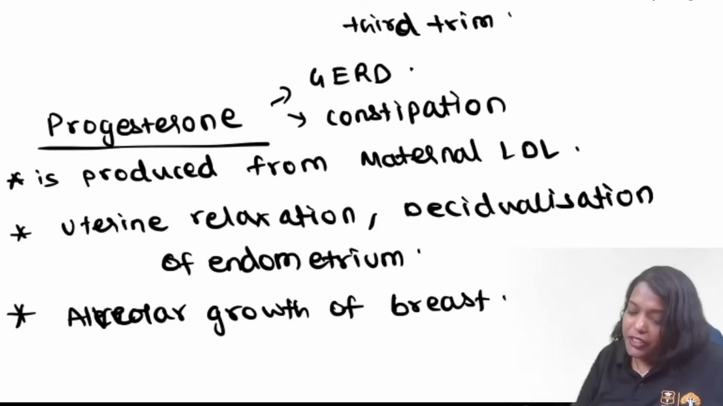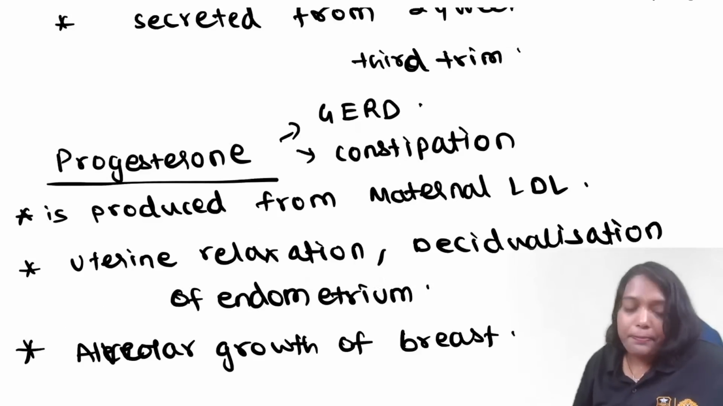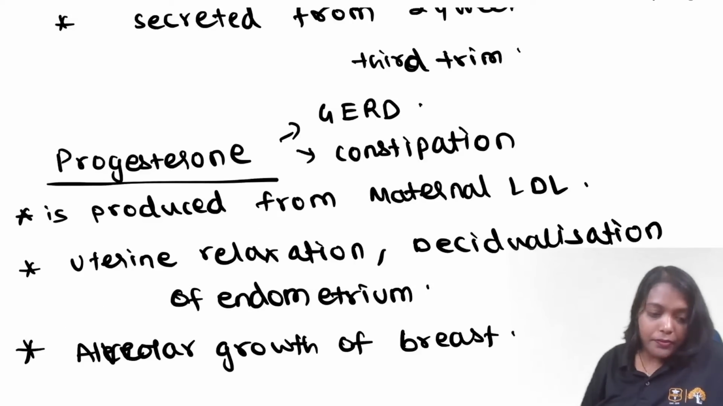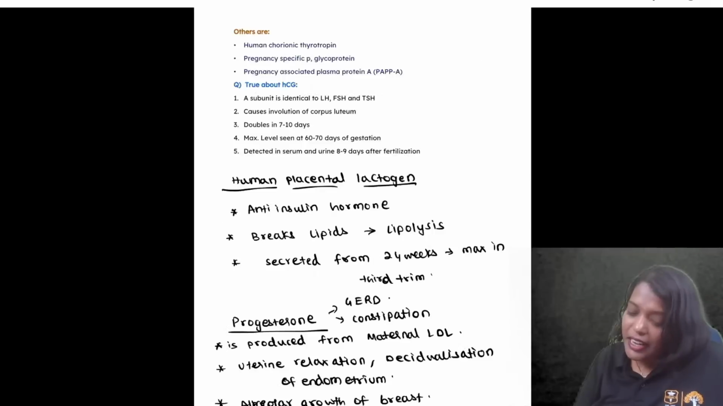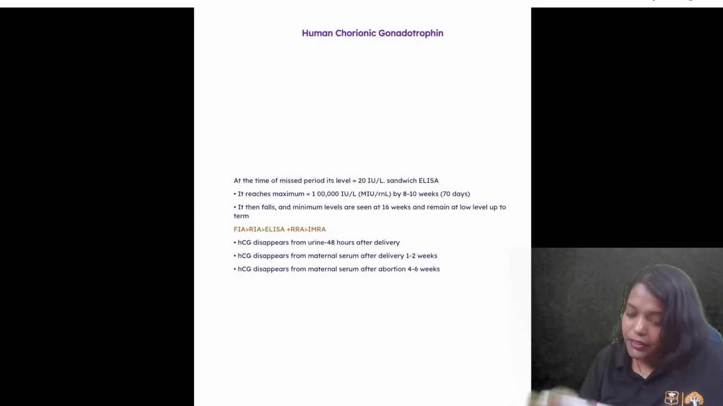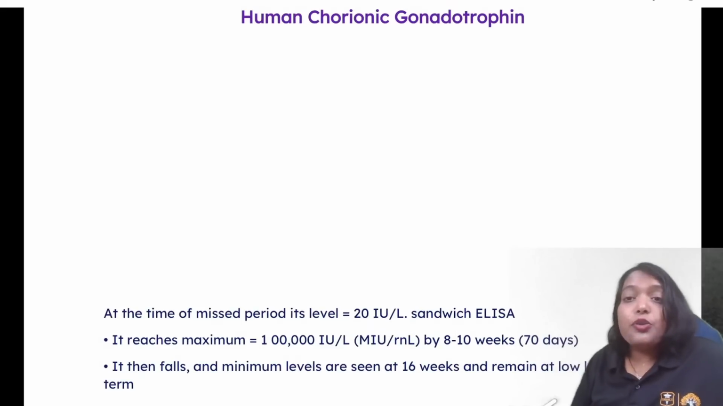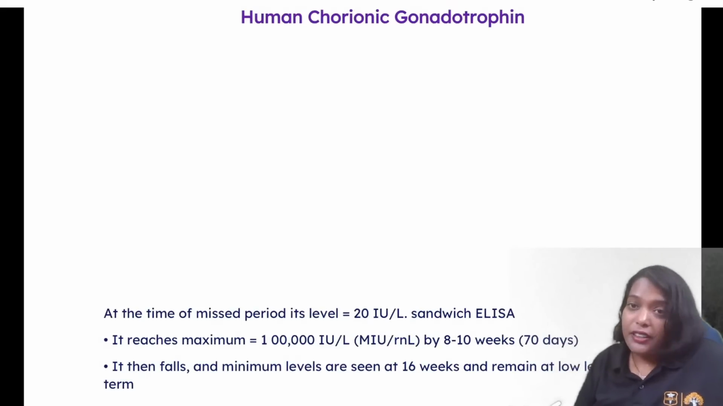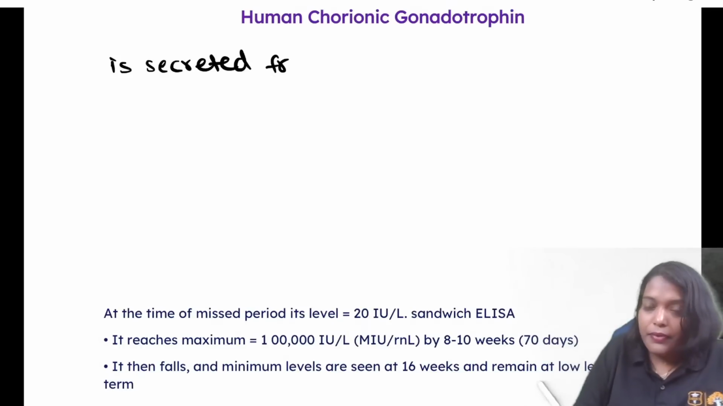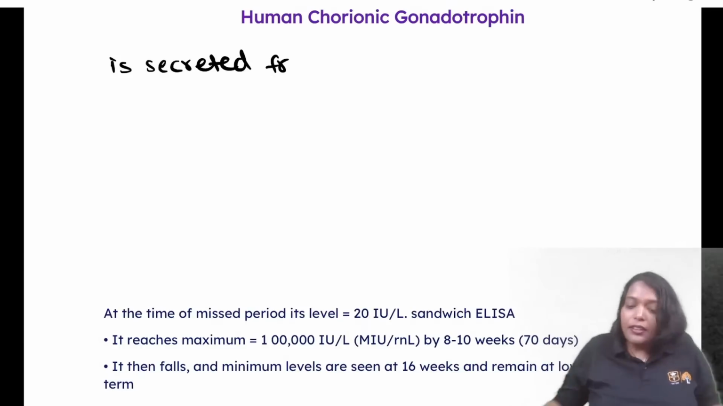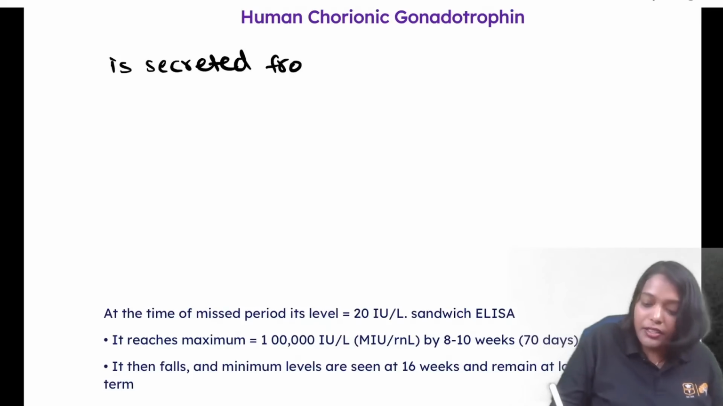So, I hope you all finished writing progesterone. I'll go to the HCG. So, I'm changing the slide. So, HCG, that is human chorionic gonadotrophin. So, this human chorionic gonadotrophin is secreted from syncytiotrophoblasts.